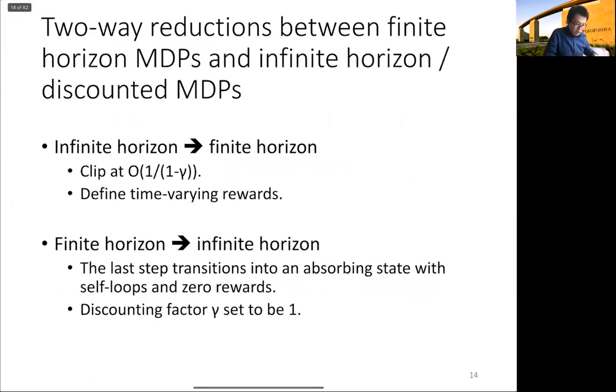All right, so I wanted to spend two slides to talk about the connections between finite horizon MDPs and infinite horizon MDPs, and how you can solve finite horizon MDPs using techniques for the infinite horizon case and vice versa, right? So there are two-way reductions. They are not necessarily efficient, but sometimes they are. First of all, from infinite horizon to finite horizon: due to the discounting factor, future rewards are exponentially small.